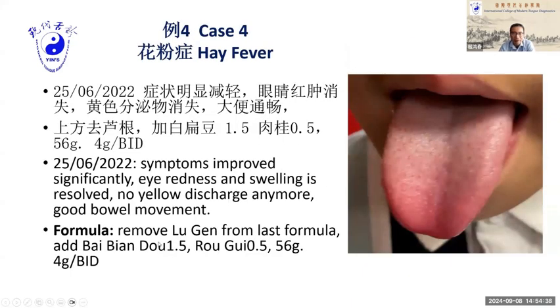After he finished the tea, the symptoms improved significantly. Eye redness and swelling resolved, no yellow discharge anymore, and good bowel movement. But the upper part of the tongue is still white. So I added Rou Gui and removed Lu Gen, and also added Bai Bian Dou for the middle jiao. After this, this small patient got well.